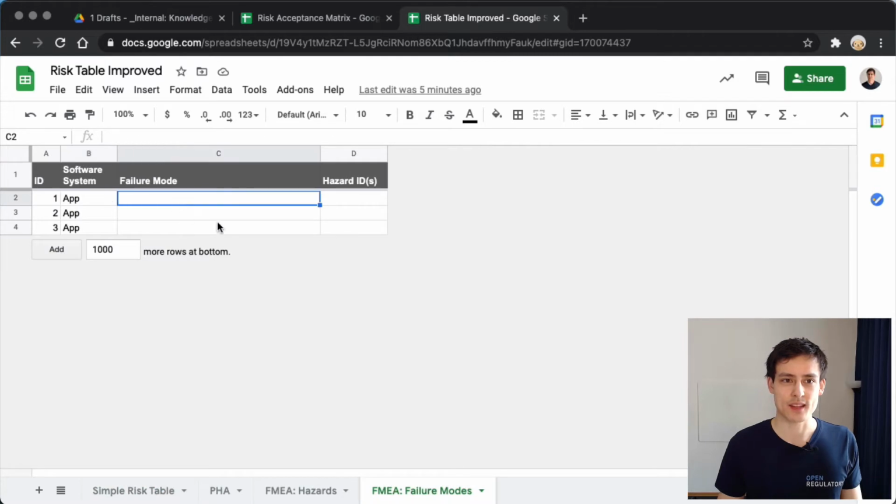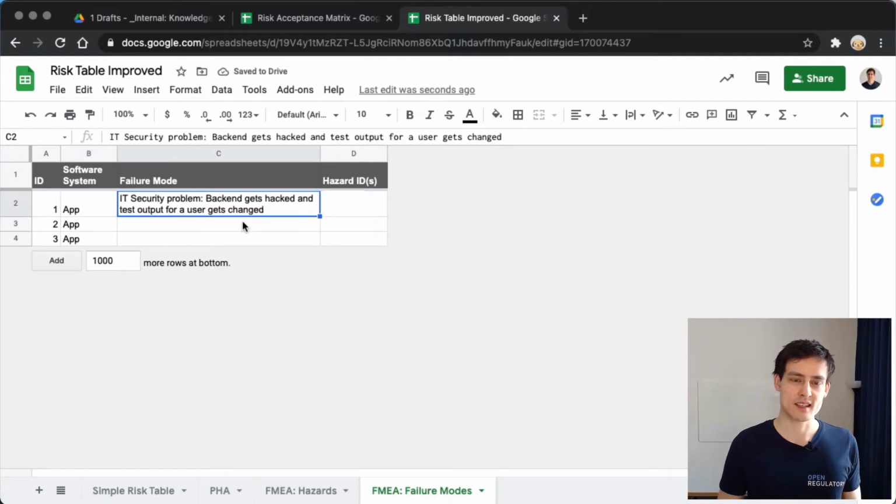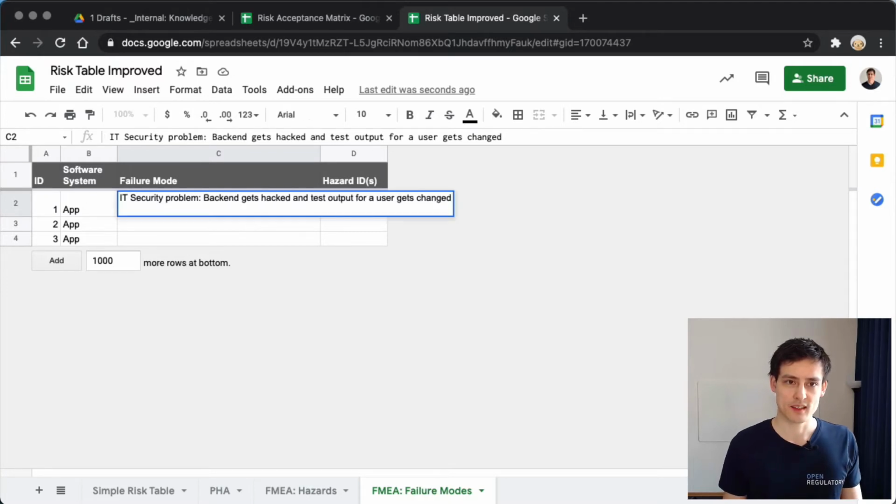Okay. And let's add this as a failure mode, and let's maybe make it more technical, because these are actually two things, right? I think there are two different things going on here. The backend gets hacked. Okay, that's one thing which could lead to multiple things. And the test output of a user gets changed. But that could also be caused by lots of other stuff, like if we have a software bug, for example. So let's focus on the test output thing for now.